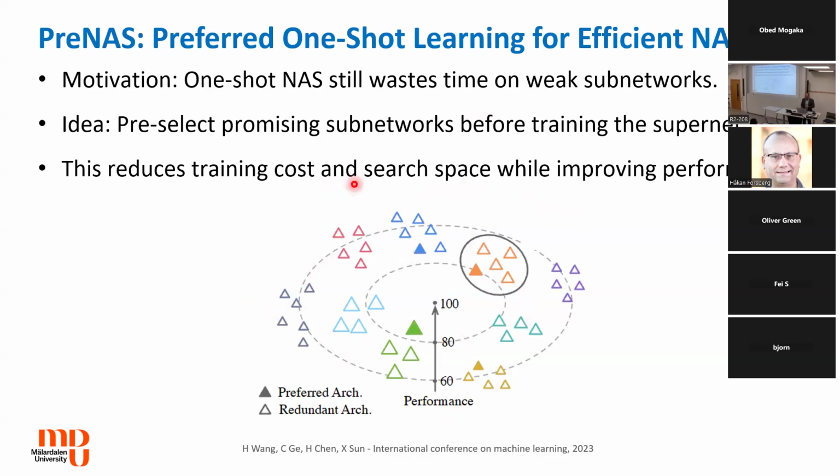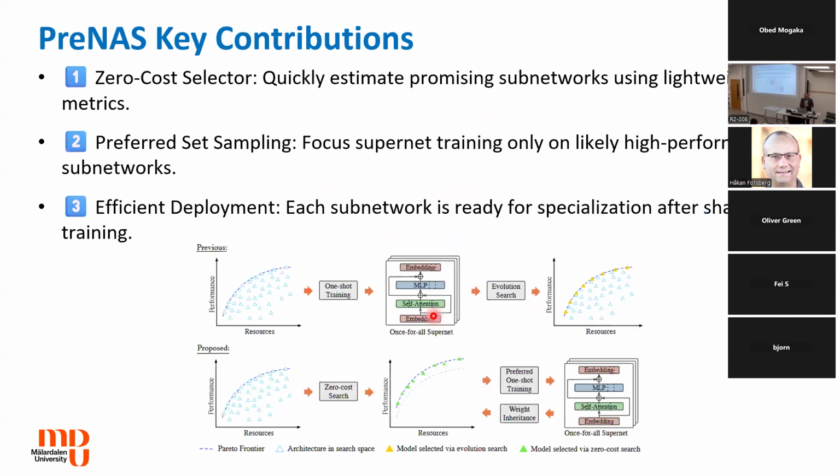So if this is our supernet space, and we only take the small set of models that perform really well, and only train them, then the supernet would train much better. But how do we know which subnets would perform well? They use a zero-cost selector to quickly estimate promising subnetworks using lightweight metrics. So they use some metrics to determine what kind of subnets would be better. Then they focus the supernet training only on high-performing subnetworks.